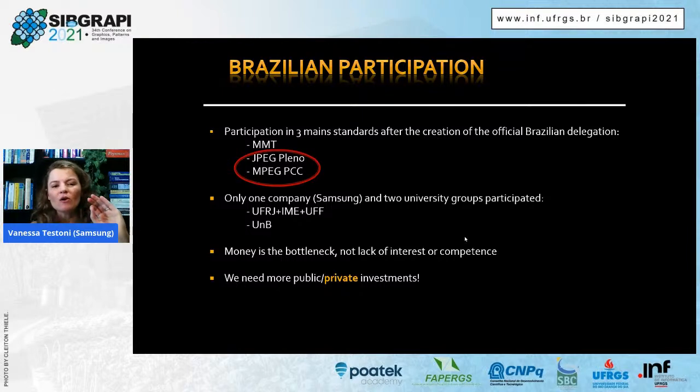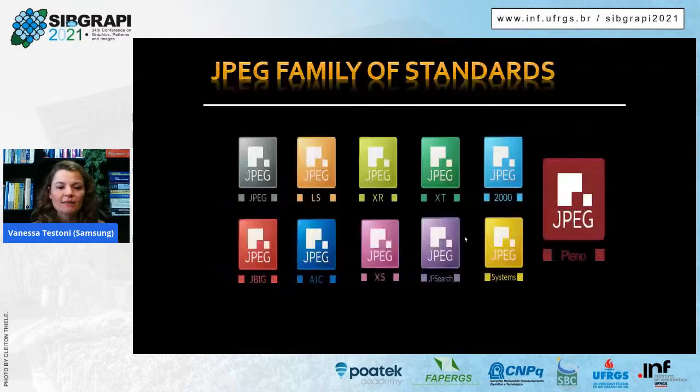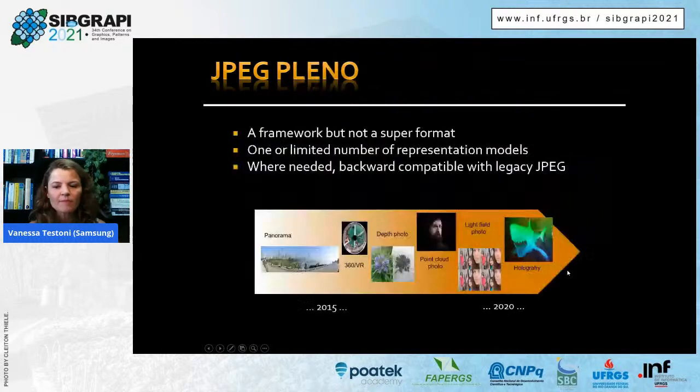So I will talk mostly now about these two standards because we haven't discussed them. They are very related to this immersive world, and those are the standards that we are participating in and have participated in in the past. So here is the JPEG family of standards. I just said previously, right? JPEG is not just one standard. Look how many others. And this is the JPEG Pleno. Pleno comes from Plenoptic, because this standard was designed to be a framework for these three types of formats: point clouds, light fields, and holography, right?